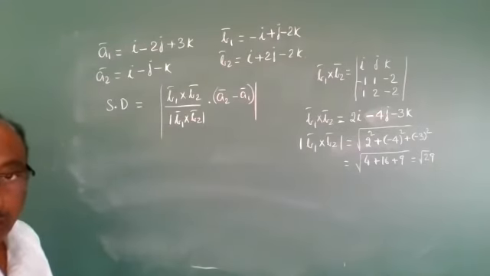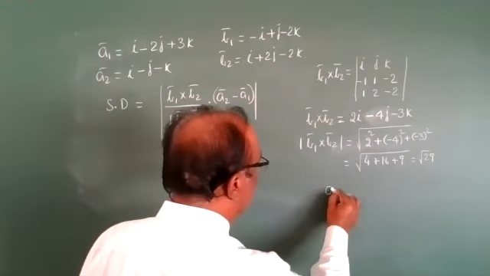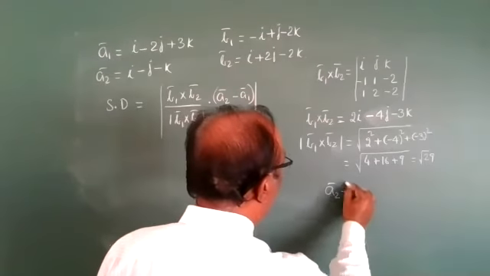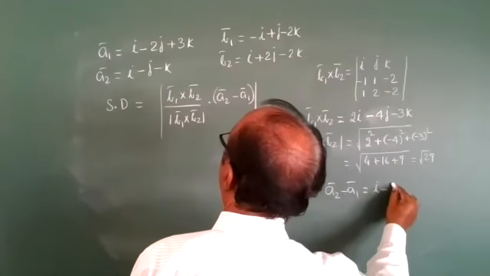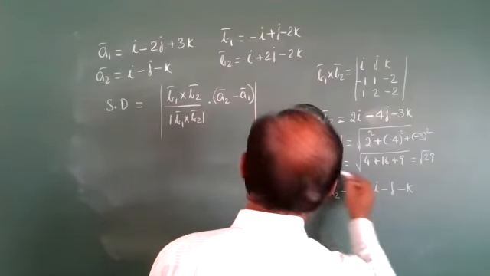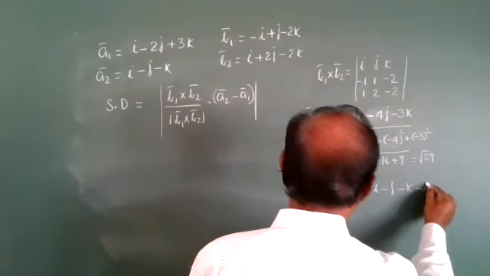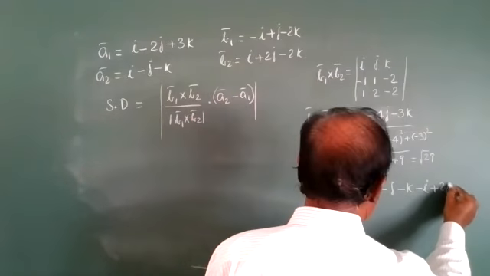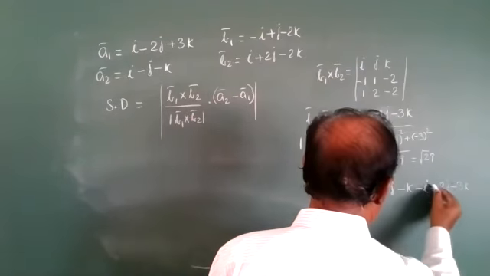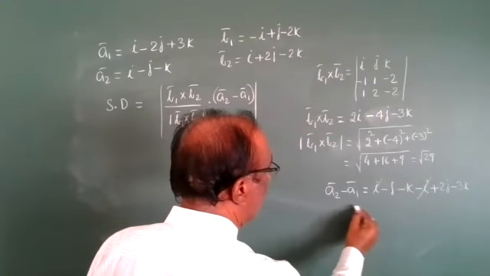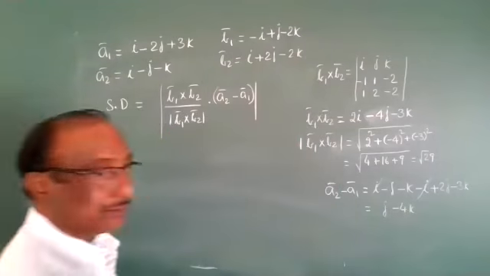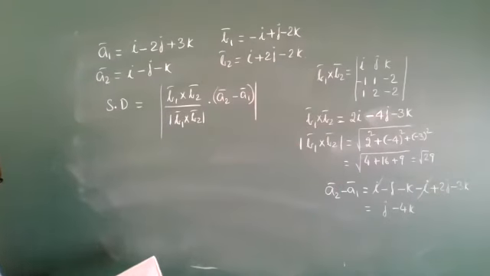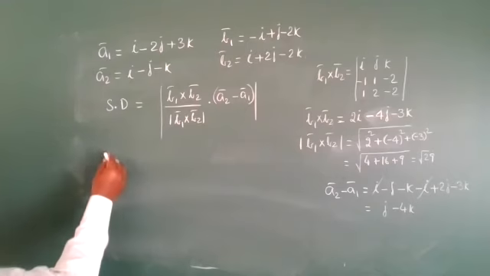A2 bar minus A1 bar also write down. A2 bar is i minus j minus k, A1 bar is i minus 2j plus 3k. The i cancels, so this is j minus 4k. Write down j minus 4k.